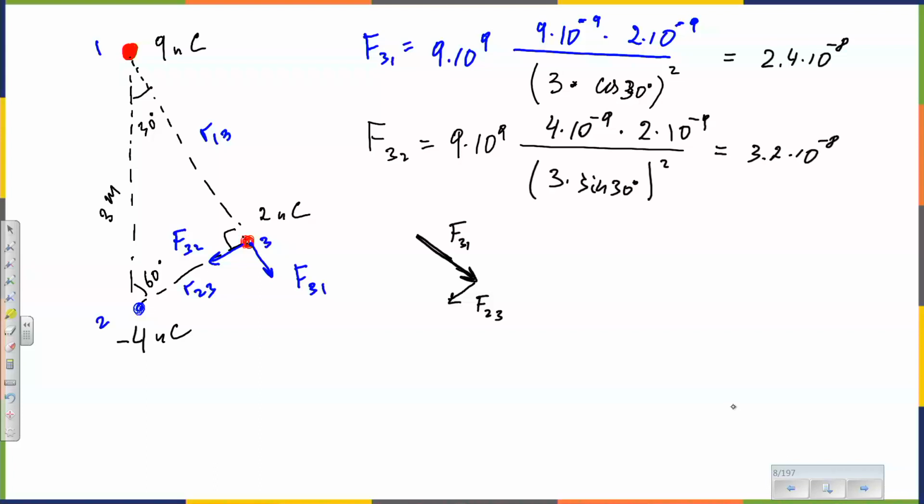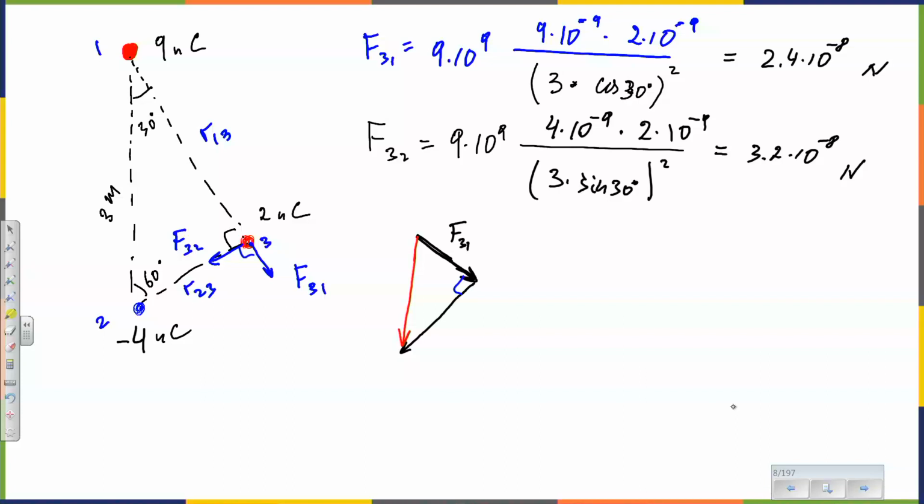Thank you. Newtons. So this arrow should actually be longer. It doesn't really matter, because what matters is this: in this situation, these forces are perpendicular to each other. So they also form a right triangle, which is a good thing, because when we have a right triangle, we know what to do.